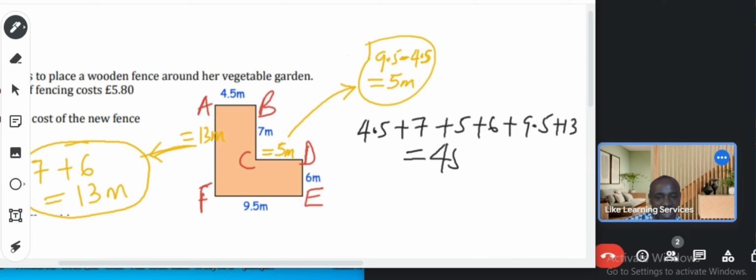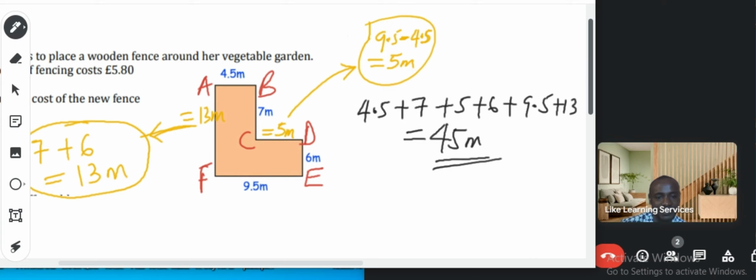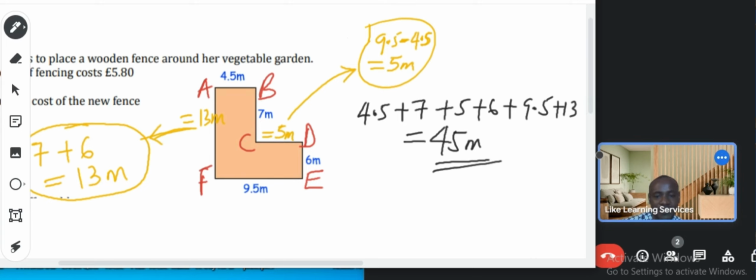You just add up this thing. Do you know? Did you hear me? Yes. So the whole perimeter is 45. So let me call this perimeter.